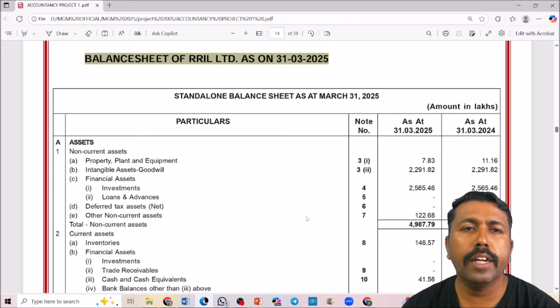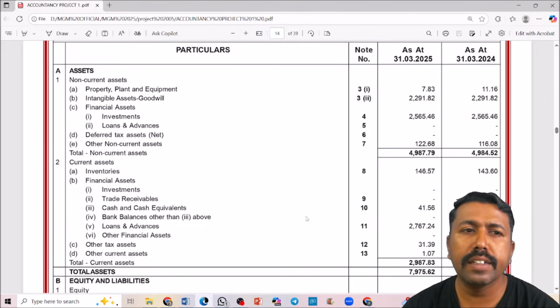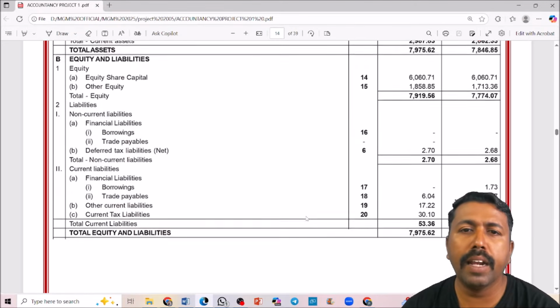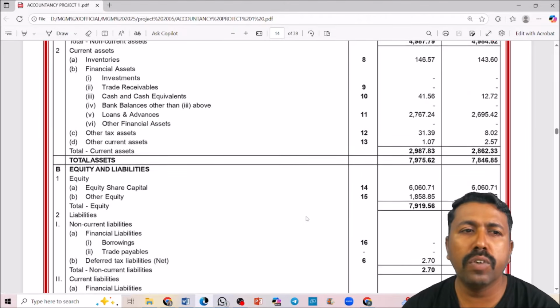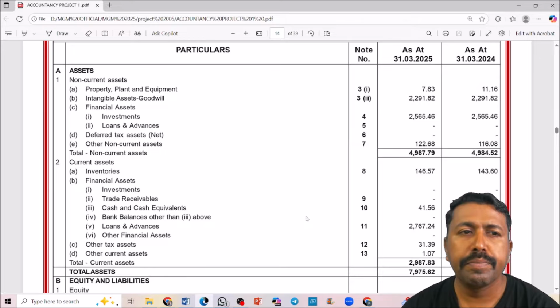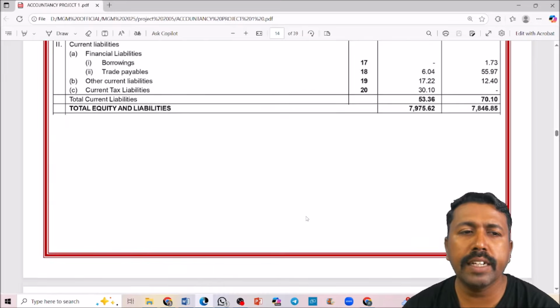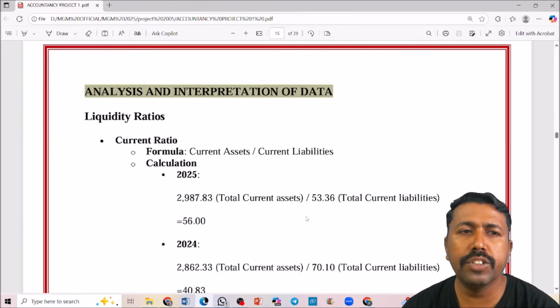So here I took a company's balance sheet. You can collect the same from Google also. RRIL Limited, the balance sheet of the company is here, and based on the balance sheet, I took the calculation of various ratios. All the details are here. This is the current year's balance sheet.